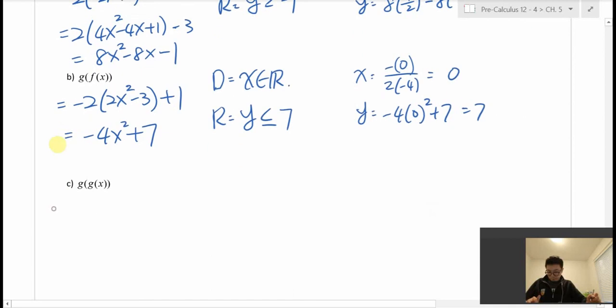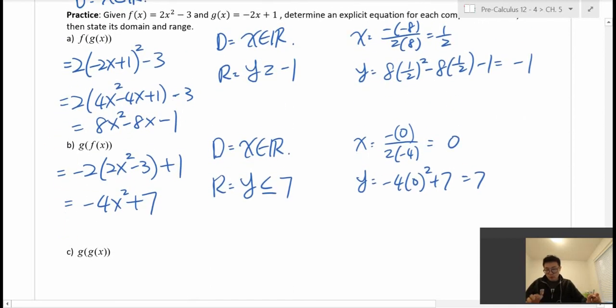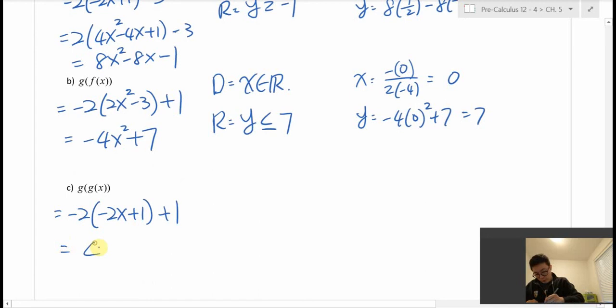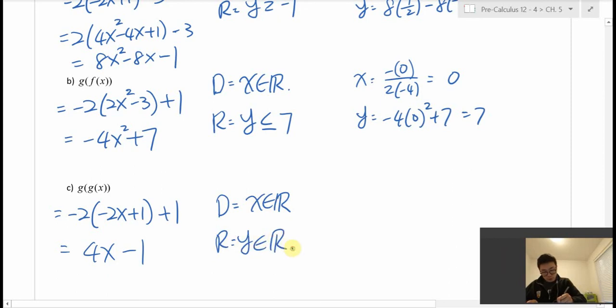Okay. Finally, we're going to put g into itself. So this is going to be -2 times the g function, which is -2x plus 1, and then plus 1. This is going to be 4x minus 1. This is a linear function, so that's easy. Domain is all real numbers. Range is also all real numbers.